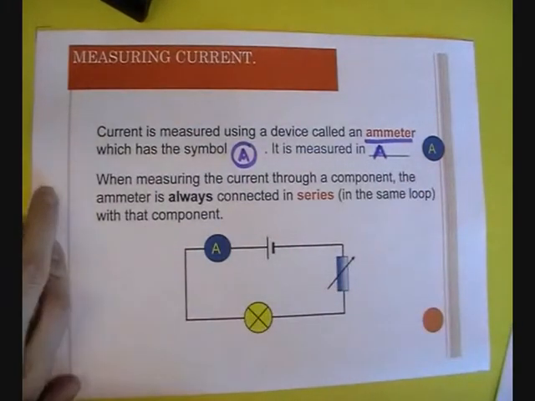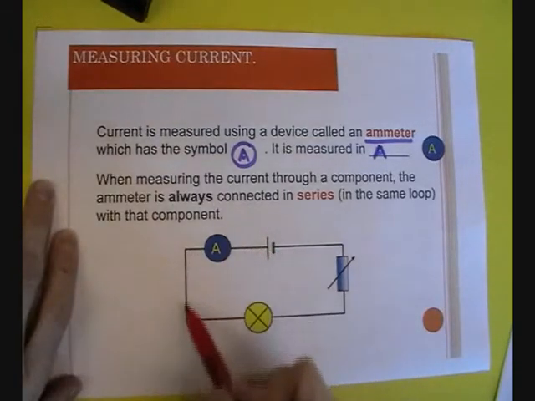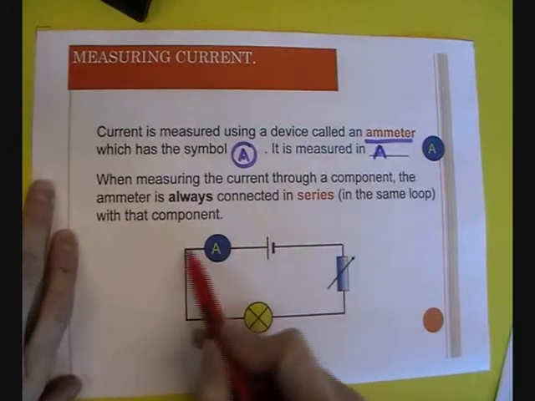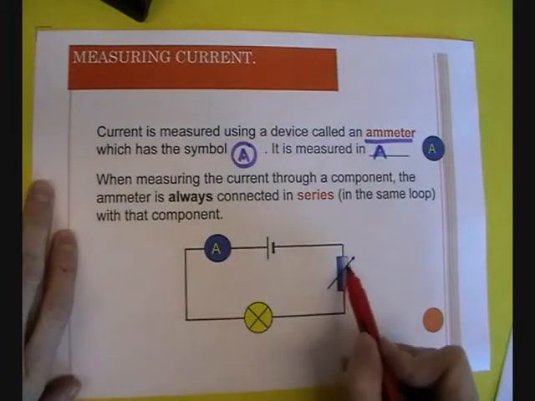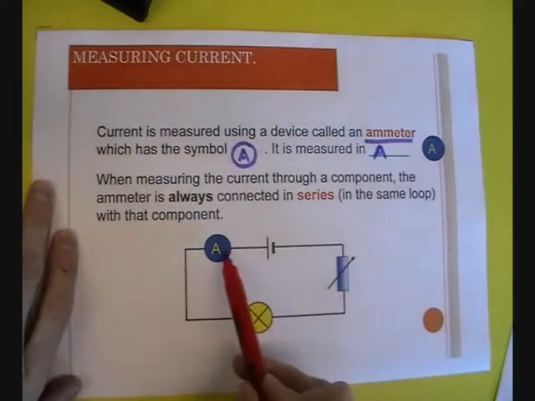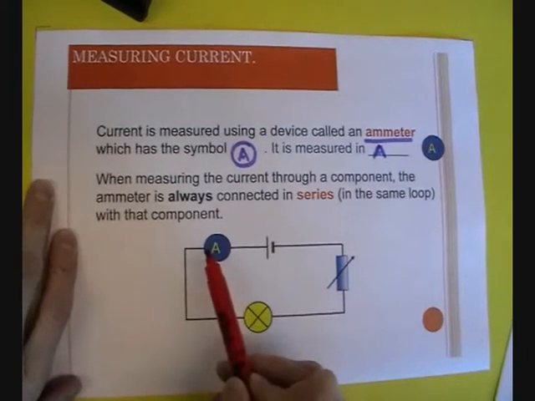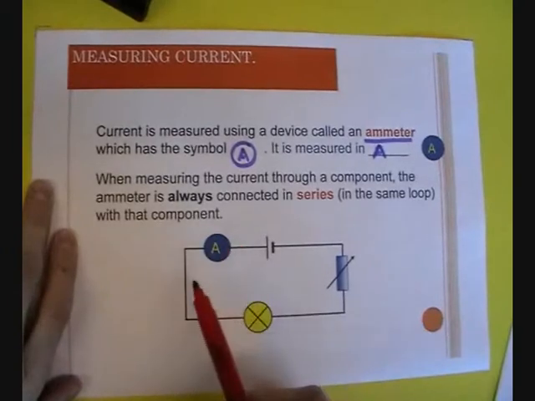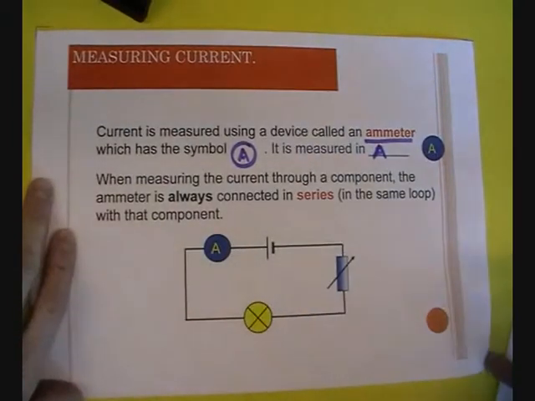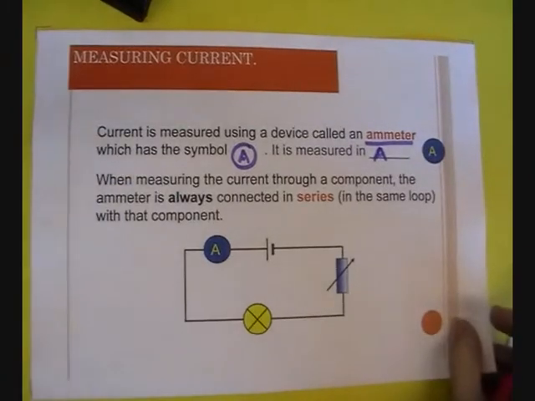When measuring the current through a component, the ammeter is always put in series, or in the same loop as the component. So if we want to measure the current through our bulb or through our variable resistor, then the ammeter is put in series into that circuit. And to do that, you have to take a little link out of your circuit and put your ammeter in. You can't put the ammeter across the link, otherwise you're measuring your current in parallel and it won't work for you. So it always goes in series.